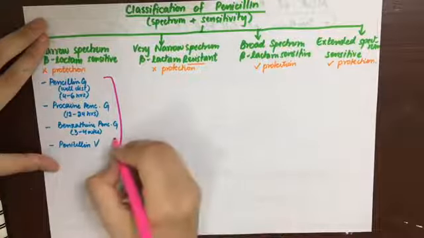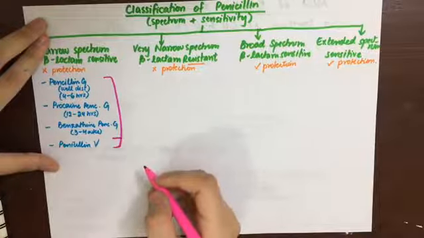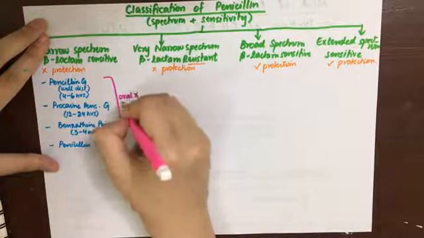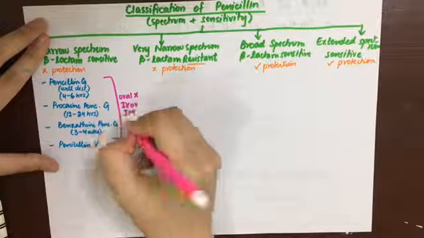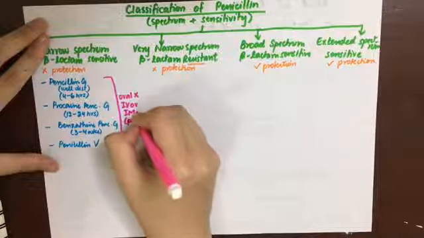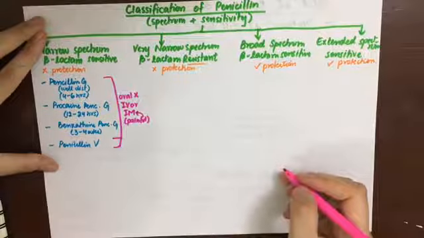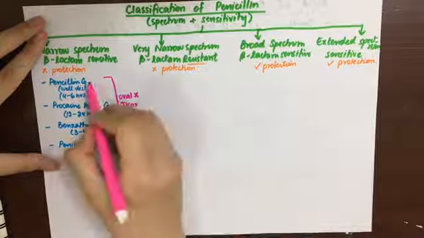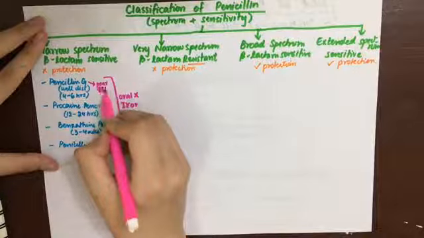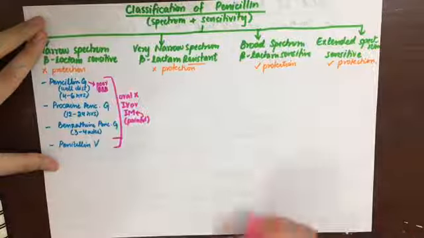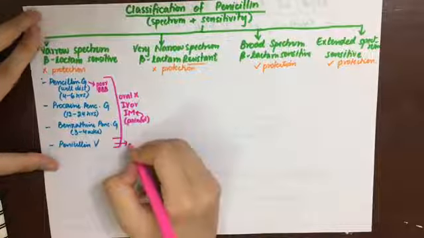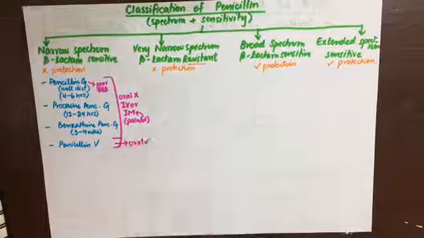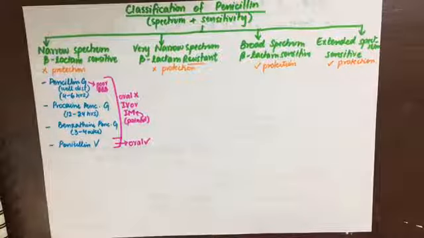Now, among these, the first three, penicillin G, procaine penicillin G, and benzathine penicillin G, are not effective orally because they are acid labile. That means they are destroyed by the gastric acid. So they can be given IV or IM, but the IM injection is painful. The penicillin V is acid resistant and it can be given orally.